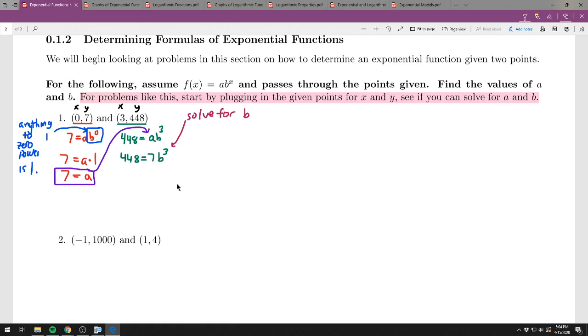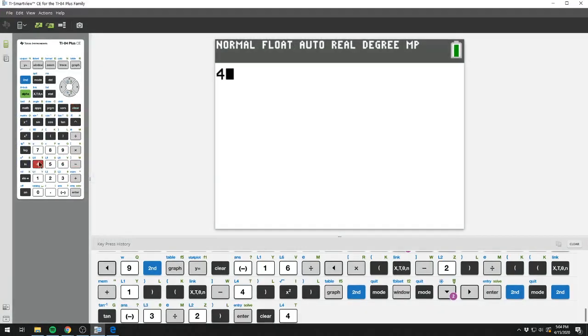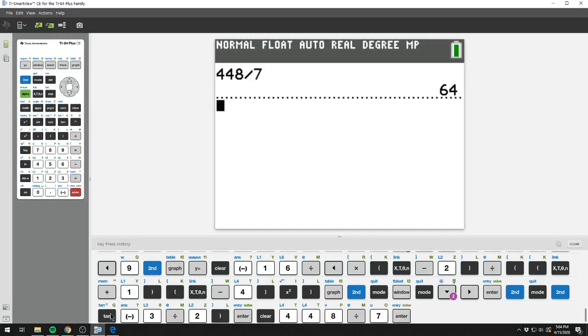Anytime you want to solve for a variable or a letter and you only have one term, you get that term by itself. We can get rid of the 7 by dividing each side by 7. And then we get b cubed equals 448 divided by 7. Just to make sure that I don't mess this up, I'll do it in the calculator. We get 64.